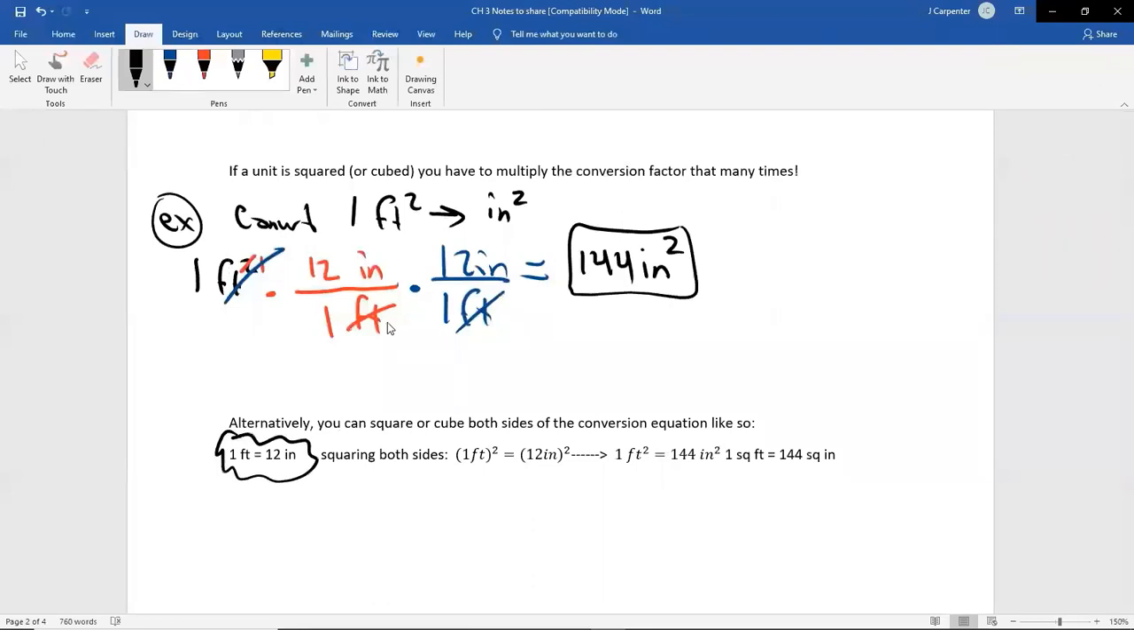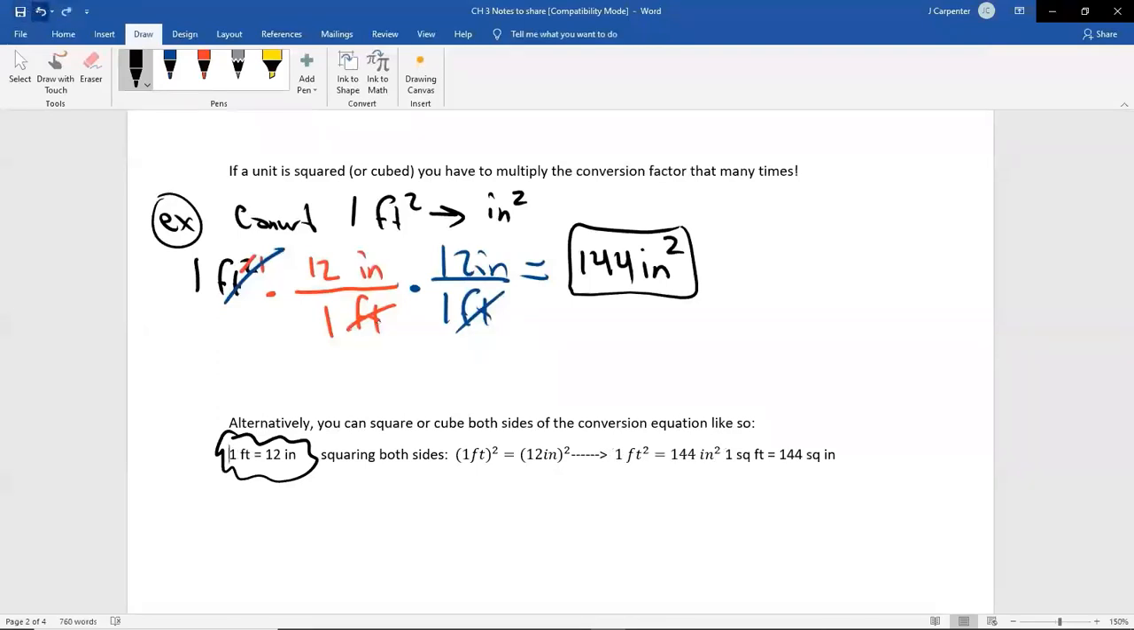1 foot is 12 inches. So you square both sides, which is a rule of algebra. Whatever you do to one side, you can do as long as you do to the other. But notice how I have to wrap them in parentheses because you're not just squaring the number, you're squaring the units. So when you do that, the 1 squared is 1, the feet squared is feet squared, the 12 squared is 144, the inches squared is inches squared. So that tells us that 1 square foot is equivalent to 144 square inches.